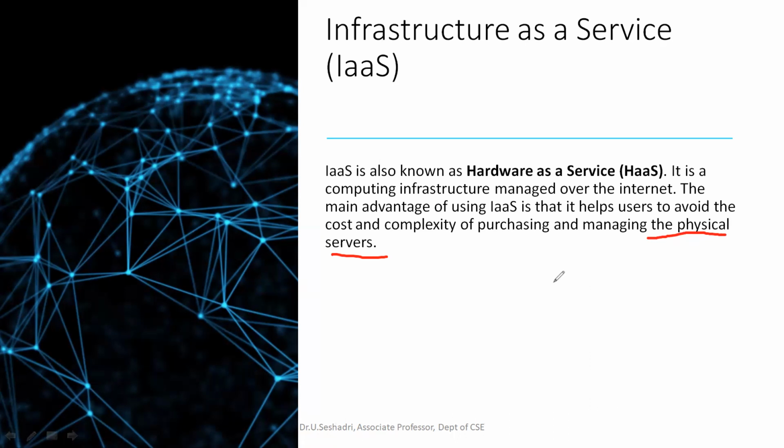So infrastructure as a service, we also call it hardware as a service. It is computing infrastructure managed over the internet connection. The main advantage of infrastructure as a service is that it helps the user avoid the cost and complexity of purchasing and managing the physical servers. That is infrastructure as a service.